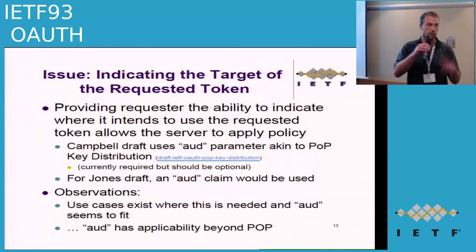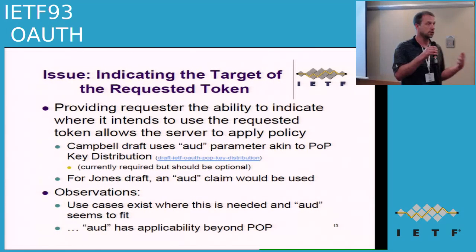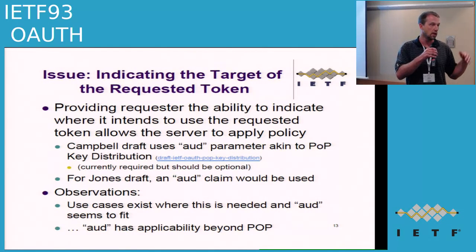I also think the parameter itself, this is a sidebar, has a lot of utility outside of the key distribution piece. I've already implemented it in my OAuth authorization server for non-PoP tokens because it helps distinguish how you want to construct the token for the resource server. It was actually a parameter proposed independently initially, and it was just copied into the token.